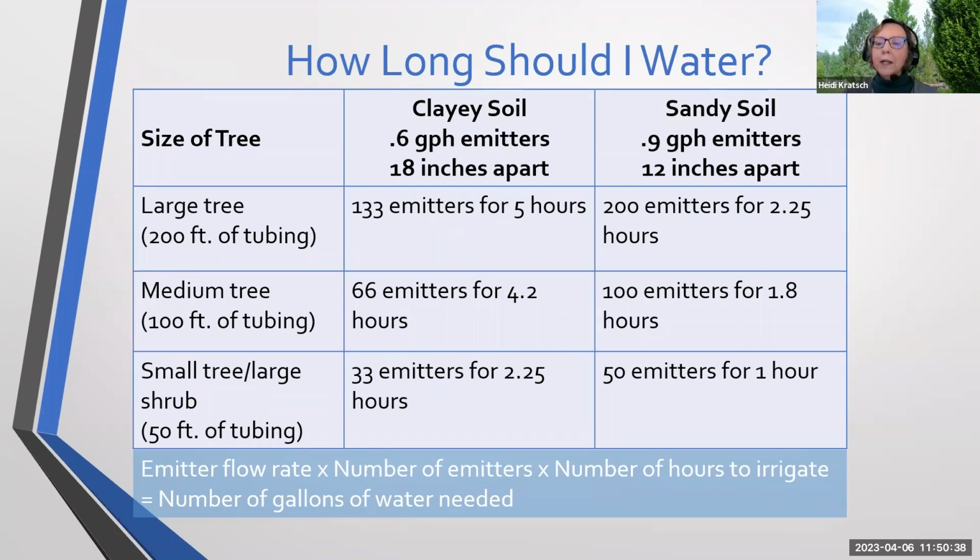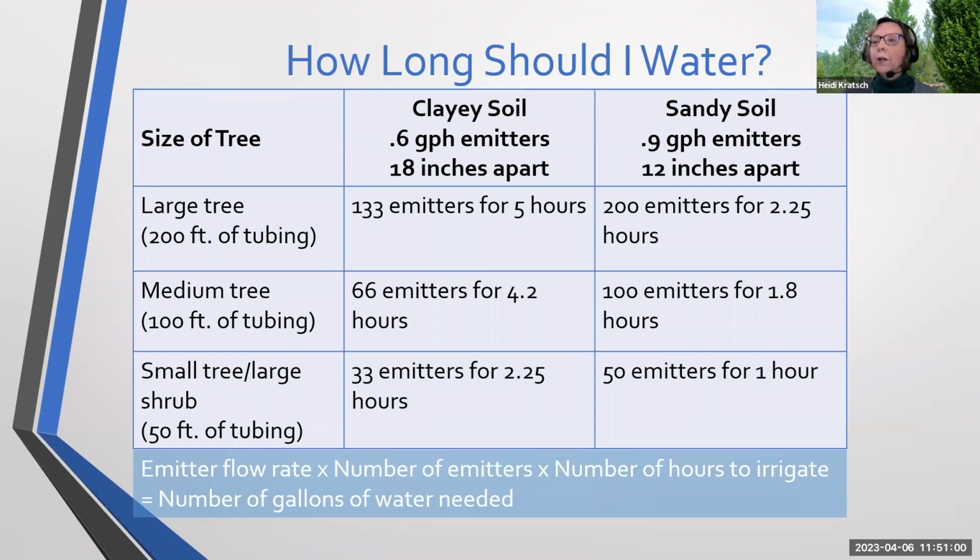The emitter spacing and the emitter flow rate, which is at the top of the table, are determined by your soil type. And the number of emitters used is defined by the emitter spacing of the line you've chosen and the length of your tubing. The longer the tubing, the more emitters you have available to you. So let's look at an example.